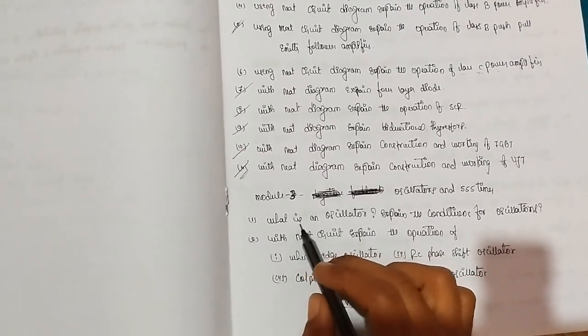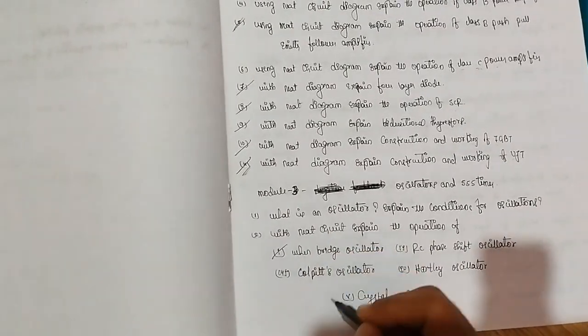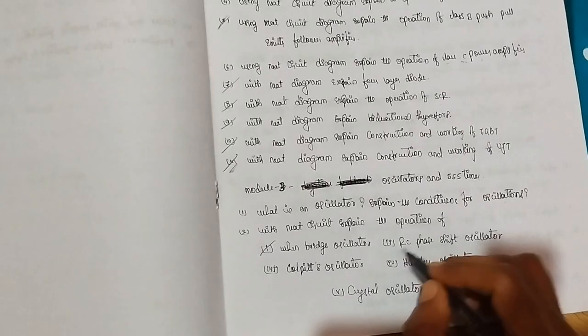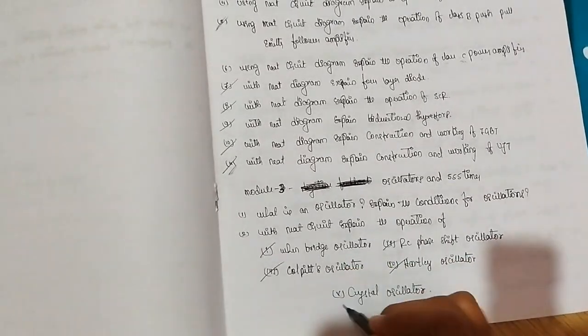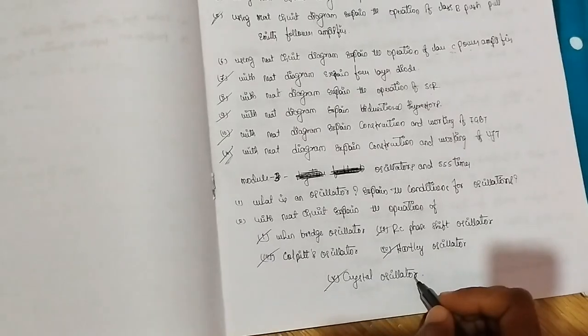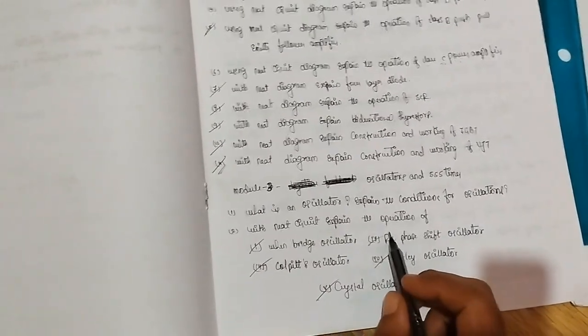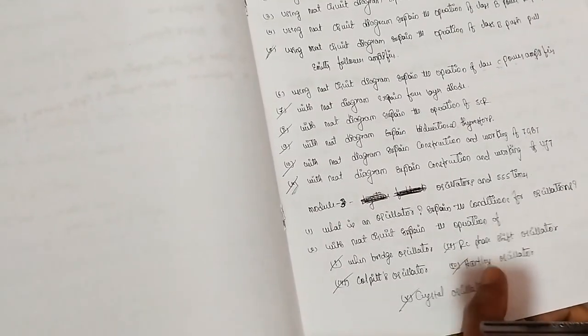One more question they will ask is what is an oscillator, and the conditions of an oscillator also. Very important are the Wien bridge oscillator, RC phase shift oscillator, Hartley oscillator, Colpitts oscillator, and crystal oscillator. Crystal oscillator I think they cannot ask, but Colpitts, Hartley, RC and Wien bridge oscillators they will definitely ask. So these are very important questions. If you study the third module, this is very important.